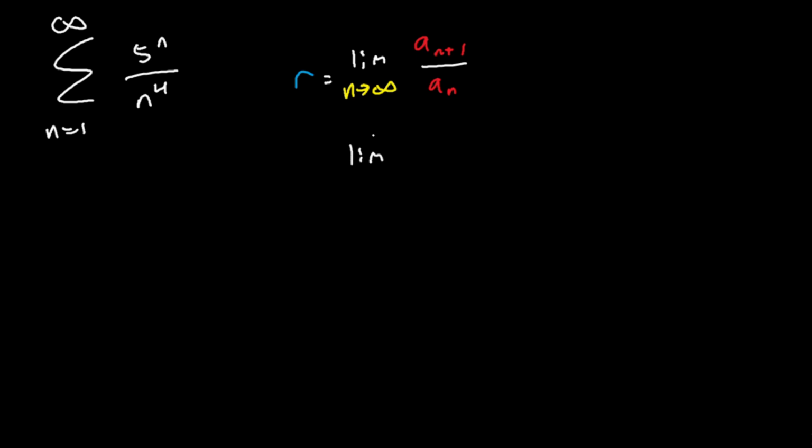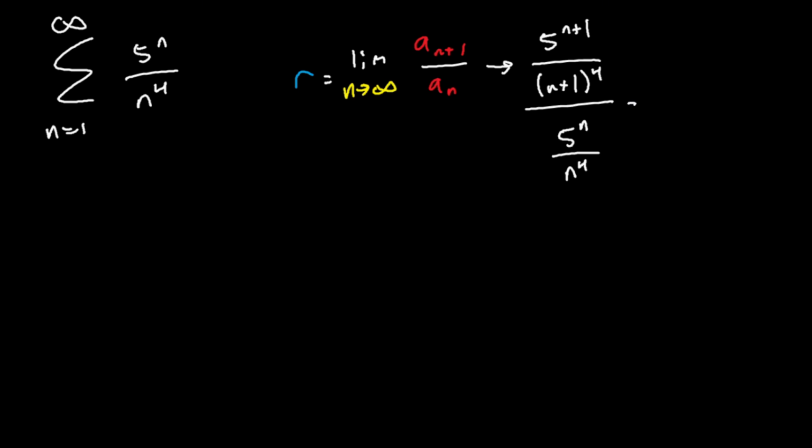So let's go ahead and set this up. Let's actually ignore the limit for now so we have less writing. We get 5 to the power of n plus 1 over n plus 1 to the power of 4, over a of n. A of n is simply the original series, 5 to the power of n over n to the power of 4. This can be simplified further: 5 to the power of n plus 1 over n plus 1 to the power of 4, times the reciprocal of the denominator, which is n to the power of 4 over 5 to the power of n.